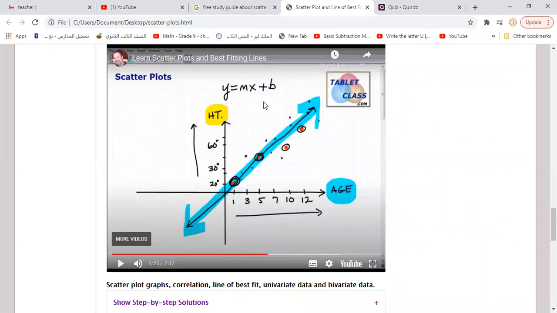And what does m denote? Slope. And what does b denote? Y-intercept. Yes. So we will choose 2 points on the line of best fit if we want to write the equation of this set of data. So we are going to choose 2 points belonging to the line of best fit.